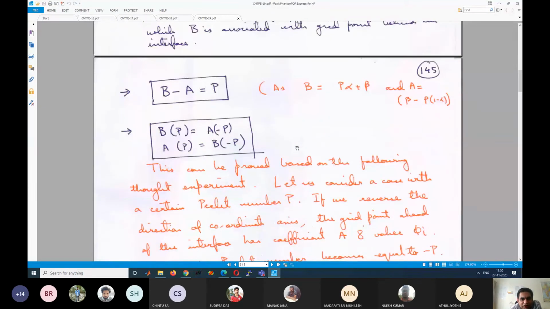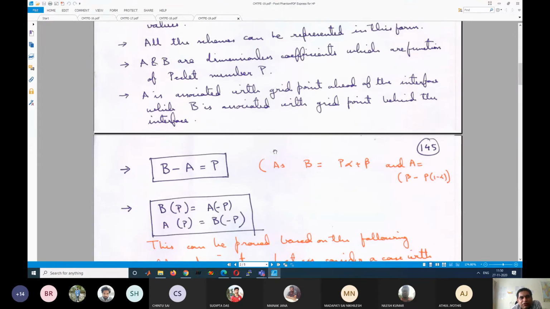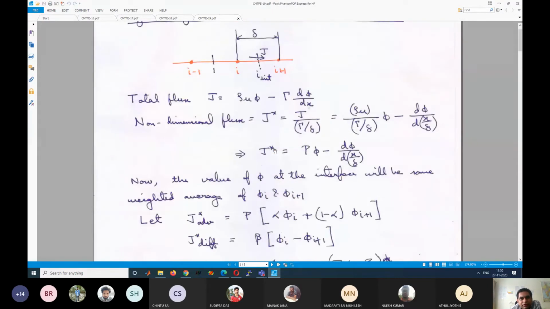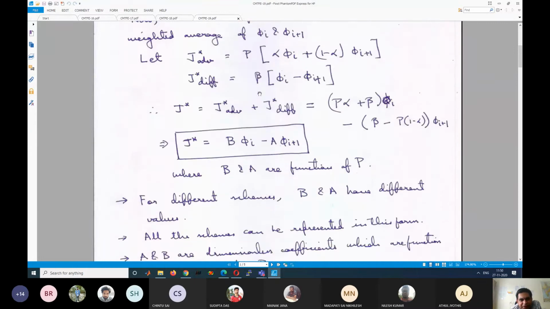What we are going to do is assume that there is a case with a certain Peclet number P. Some flow is going on from one side to the other side, and the advective strength by the diffusive strength is given by the Peclet number P.